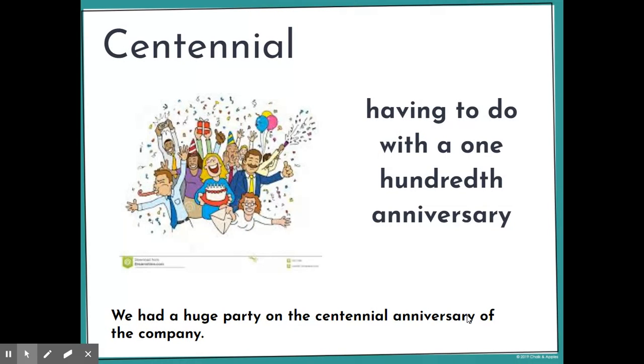So centennial, having to do with the 100th year anniversary. So anytime that you're celebrating something that's lasted 100 years, whether it's a 100-year birthday party or an anniversary of something, that's a centennial celebration. So we had a huge party on the centennial anniversary of the company.